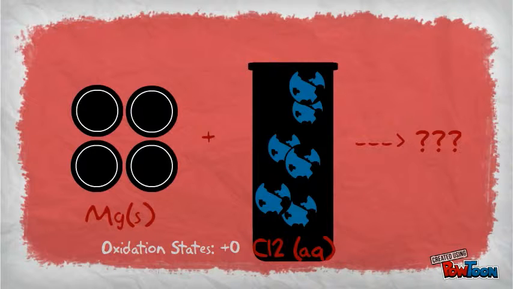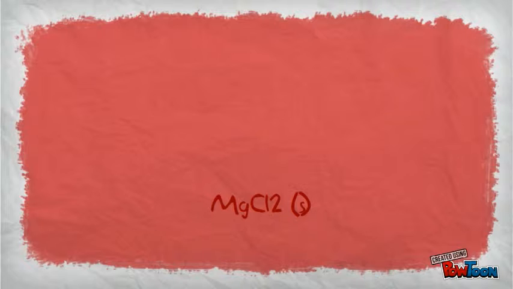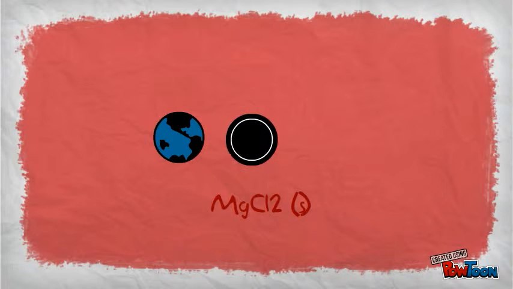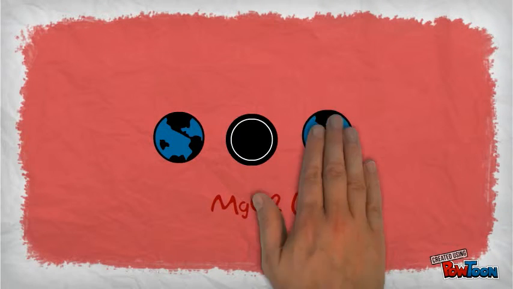When magnesium and chlorine undergo a redox reaction, magnesium is oxidized. Magnesium loses 2 electrons, which is why it has an oxidation state of 2+. Unlike magnesium, chlorine gains electrons, therefore it is reduced.